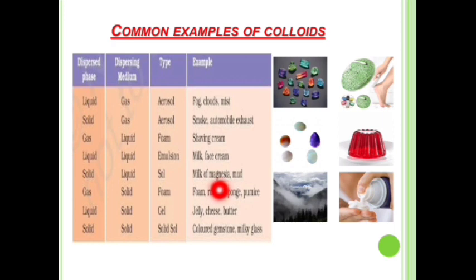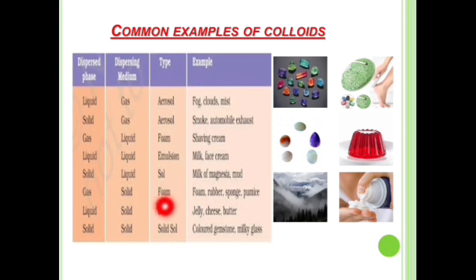It is magnesium hydroxide in water. Water acts as the liquid, which is the dispersion medium, in which the salt magnesium hydroxide is dissolved. It is solid in state. Similarly, mud. Mud is dissolved in water. Water is the dispersion medium, which is liquid in state, and mud particles, which are solid in state, act as the dispersed phase. So it is an example of the sol type of colloid.